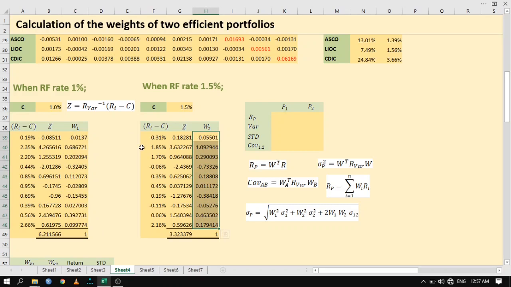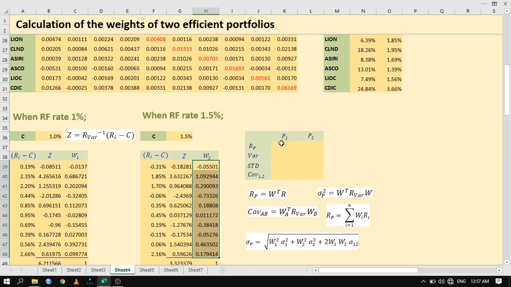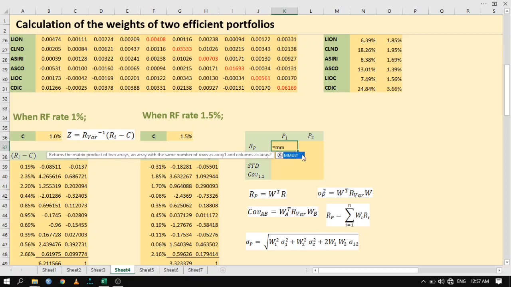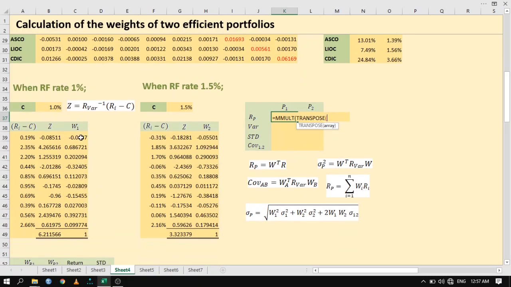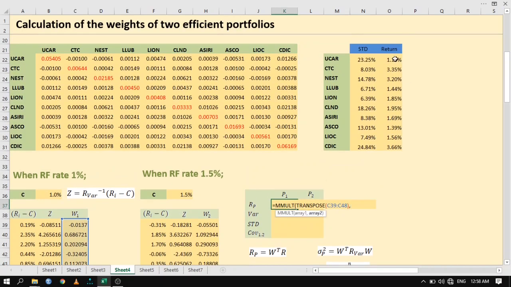So based on these weights, we are going to calculate the portfolio return, variance, standard deviation, and covariance between these two portfolios. Just like the previous calculation, I'm going to use the same formula to calculate the return: equal mmult, transpose, weight 1. This is the weight 1. I'm going to select it and multiply that by the return. Control Shift Enter, so you get this answer.